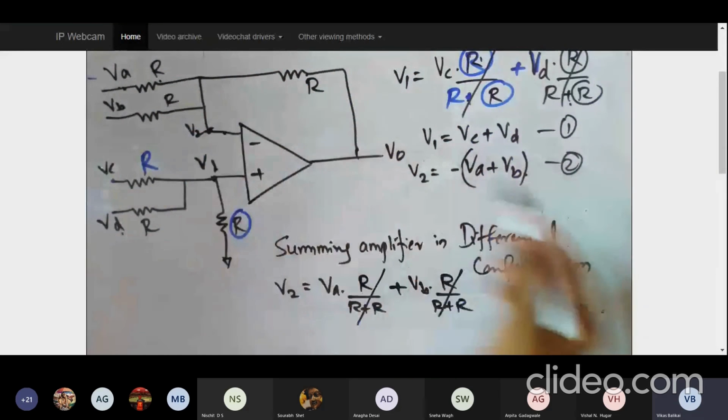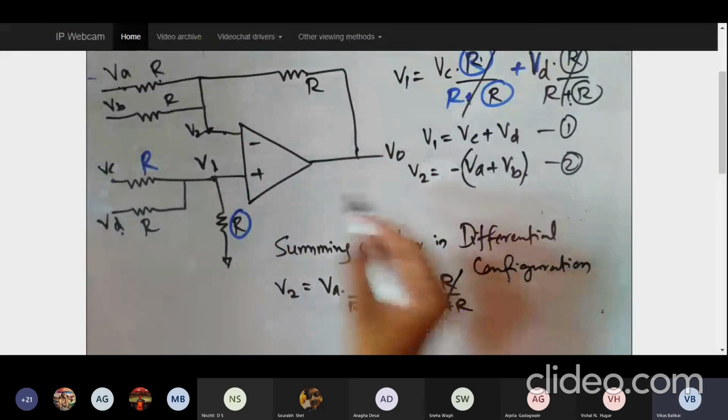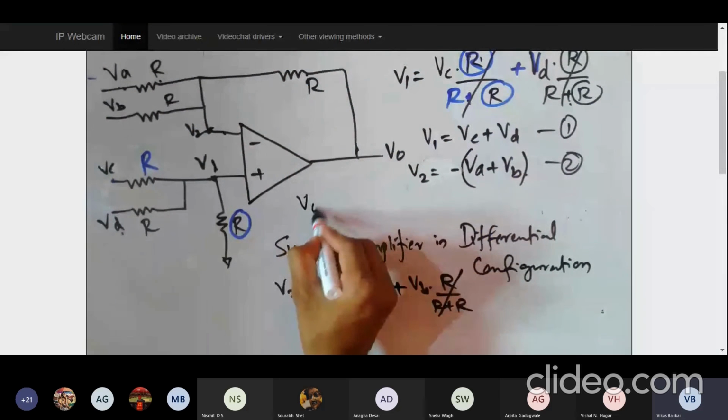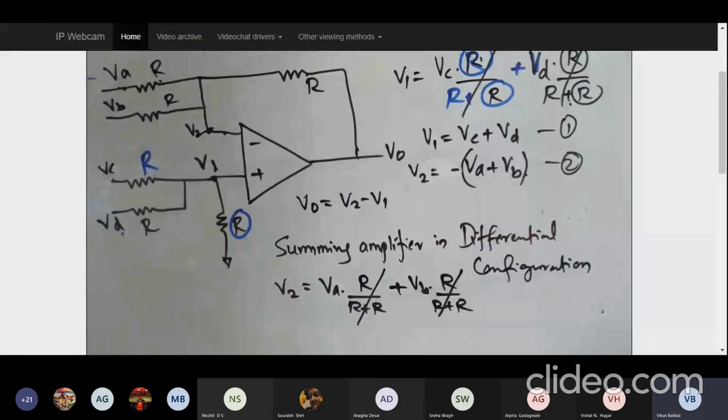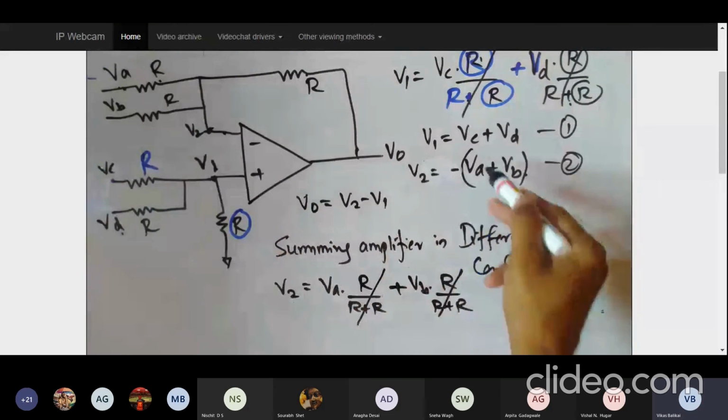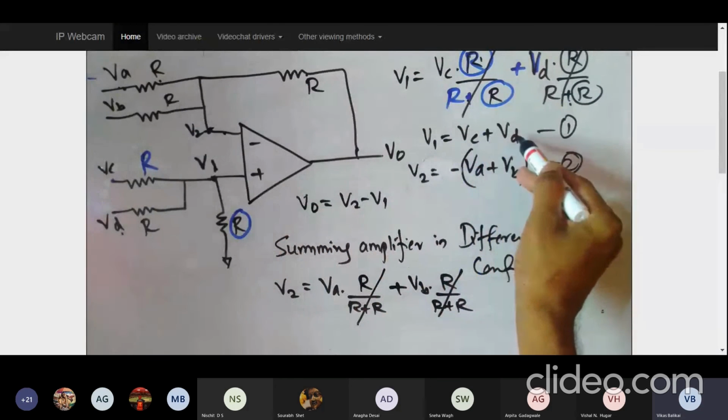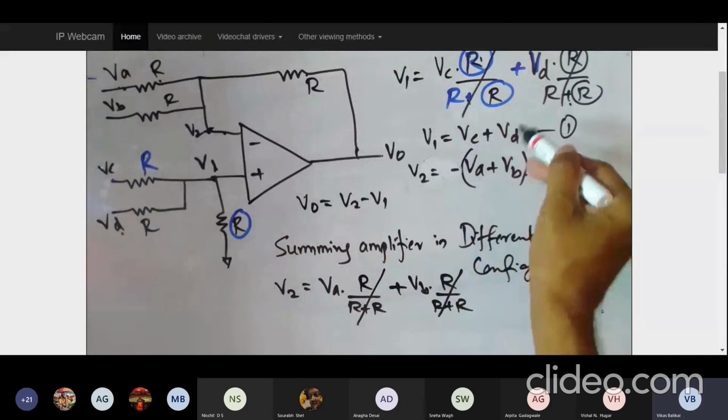If I want to put them together, so what will be my output voltage equation? It will be V2 minus V1. Always remember this. This is what it is going to give you, V2 minus V1. It is going to give you the different values, and you have all the voltages over here. And if you can put the different voltages that you can find it over here, the voltage V1 in terms of VC and VD, voltage V2 in terms of VA and VB.